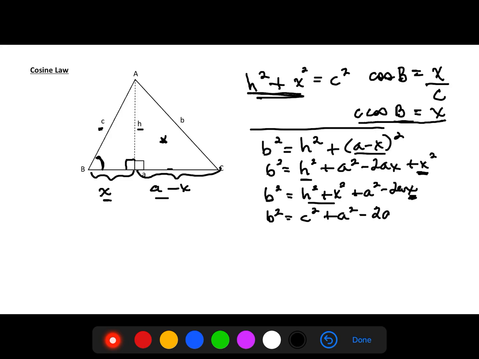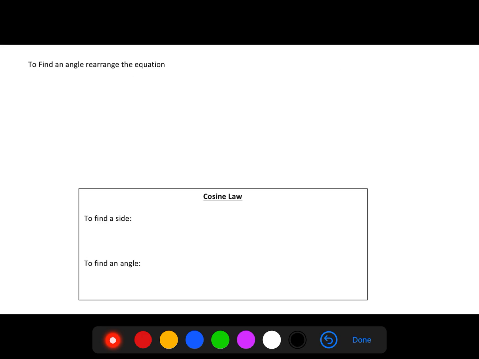And we also notice that here we can replace with c cos b. So we're going to have 2ac cos b. And this is exactly what cosine law means, or how to find a side using cosine law. Okay, so we should be able to derive those formulas looking at our oblique triangles.